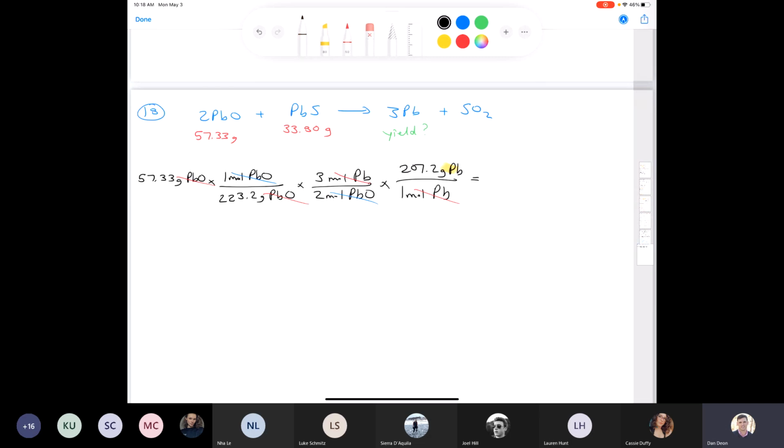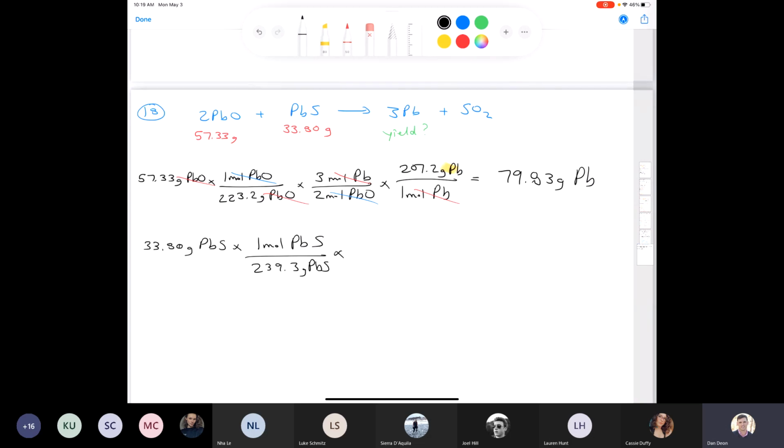When we punch all that into our calculator, I got 79.83 grams of lead. Now we do the exact same exercise for the lead(II) sulfide, and I'll go a little faster this time. We have 33.80 grams of lead(II) sulfide. In 1 mole of lead(II) sulfide, I have 239.3 grams of lead(II) sulfide, and of course, that information was provided in the problem.